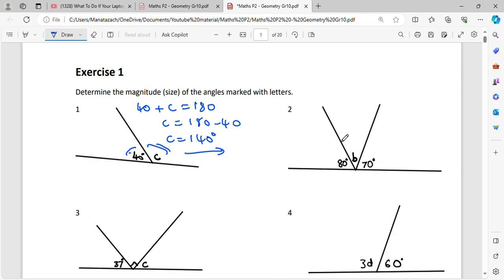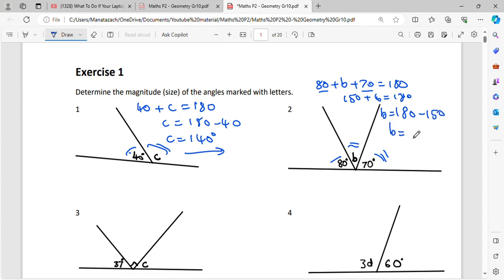Then when it comes to question 2, we have three angles, so they are all in a straight line, so we'll use the same principle of saying 80 plus angle B plus 70 is 180. So 80 plus 70 is 150. So from here on, it's just solving for B. So B is 30 degrees.